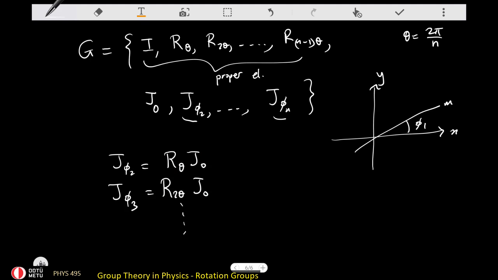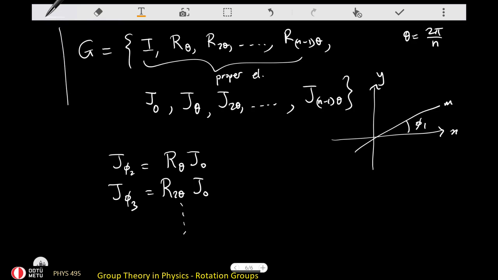So therefore, it is apparent that these are essentially reflections with angles. I'm just going to write them down like that. Angles theta, J of 2, let me erase this and write this better. Reflection by 2 theta and so on, up until the last one, the reflection by n minus 1 theta. So as a result, our group is a group like that.